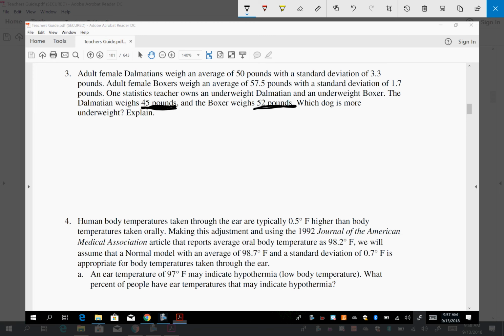The z-scores. What's it called when we find z-scores? That's called standardizing. It takes out the units, guys.